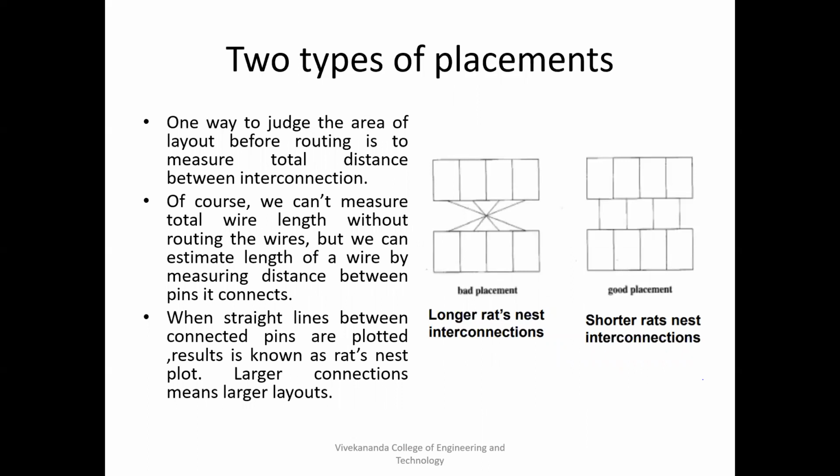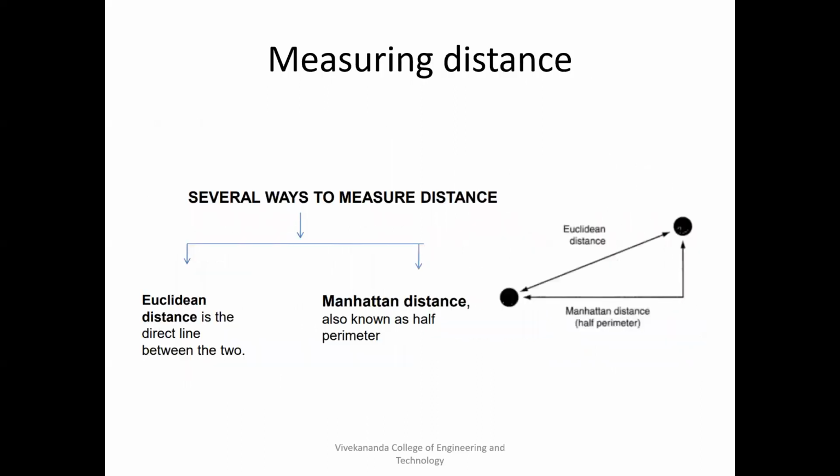There are two types of placement, okay? That is bad placement and good placement. Looking into the length of the wire, suppose we are connecting two logical blocks, we have to look into the length of the wire for different cases, and whichever is giving a short length is considered a good placement. The straight wires between the pins, the result is known as the rat's nest plot. The shortest length will be the rat's nest plot.